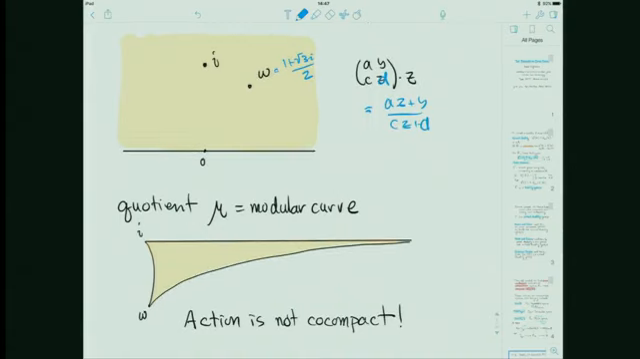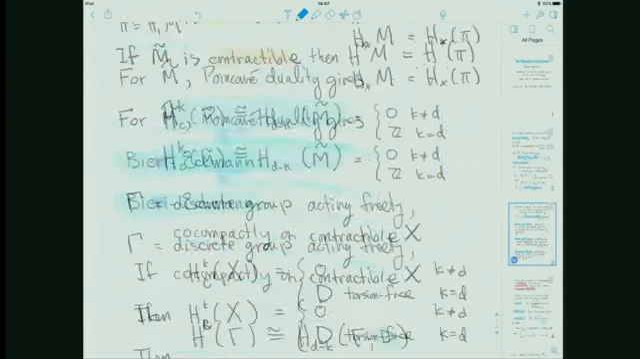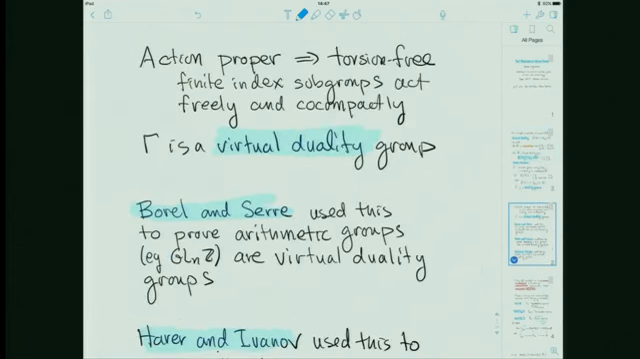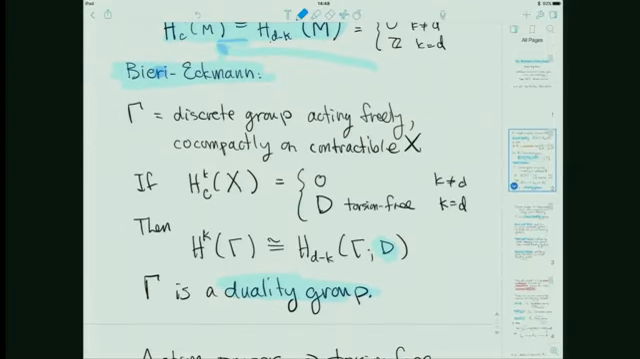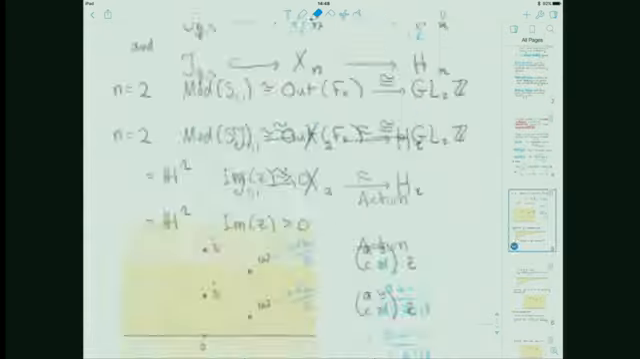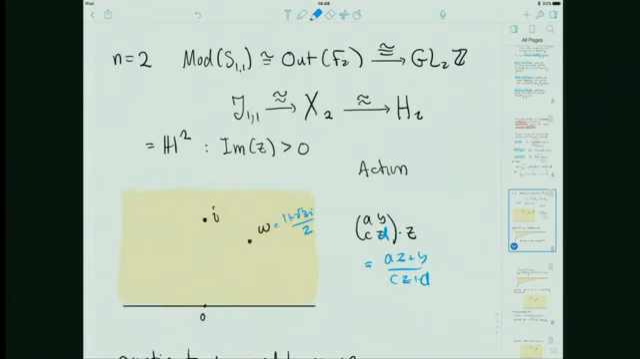And as was pointed out in the last talk, this is not a co-compact action. But if you remember what we wanted up here, Brown and Eckmann wanted us to have a free contractible co-compact action. So we don't have a co-compact action, so these spaces aren't quite good enough for us. We would really like to have a co-compact action.